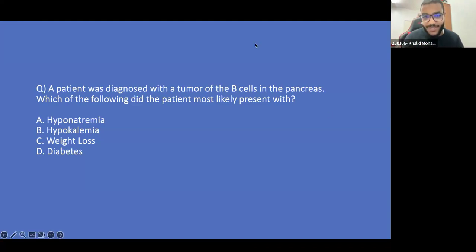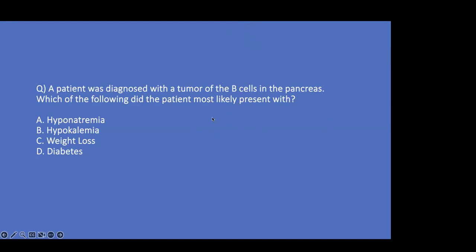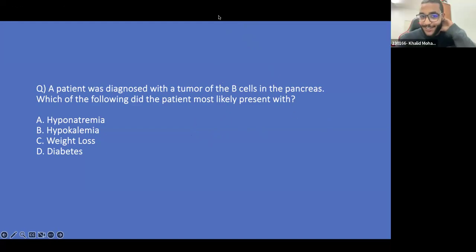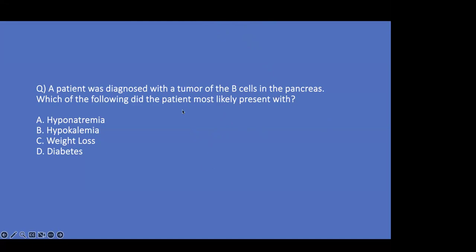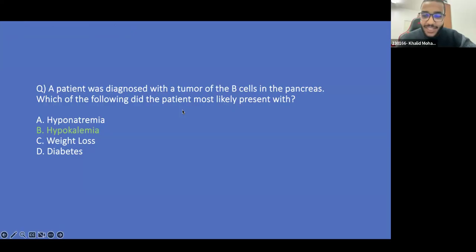No. So that's why if you have an insulin producing tumor, then you won't get diabetes. You won't reach that stage at all. Is that clear? Okay, so what's the answer now? Did you guys see it? We saw the answer. So it's hypokalemia. And can anyone tell me why?